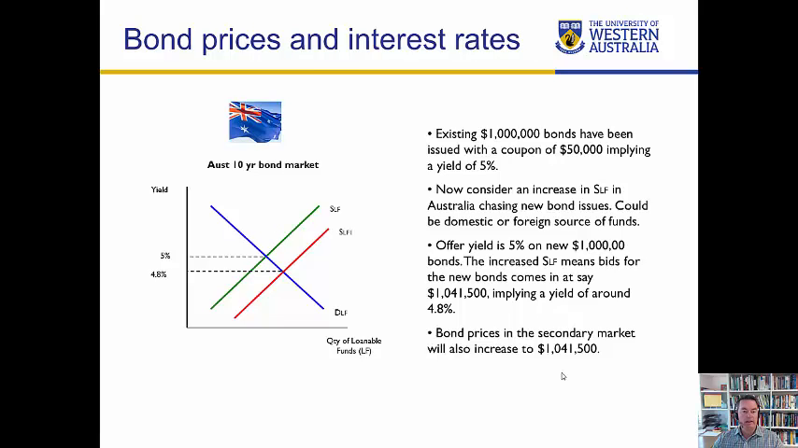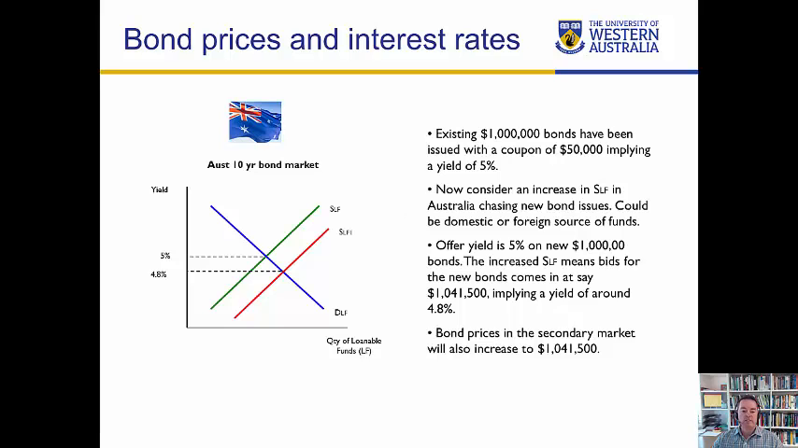Okay, so let's have a look at the Australian bond market. We've got a $1 million bond, coupon payment of, say, $50,000. We've got an initial yield right here of 5%. Now, let's then assume that there is an increase in the supply of loanable funds in Australia's bond market. So if loanable funds are coming into Australia's bond market, it means that people are moving money out of other asset classes, maybe real estate or shares or cash, and they're pushing this money into the bond market.